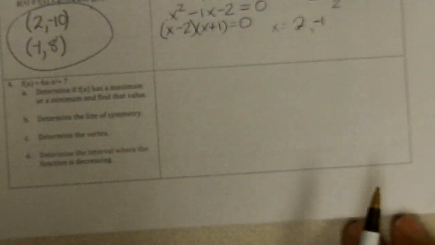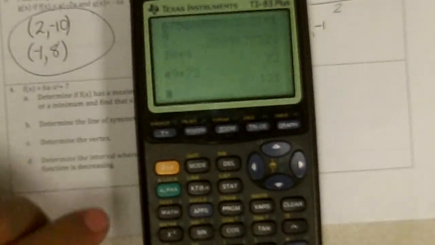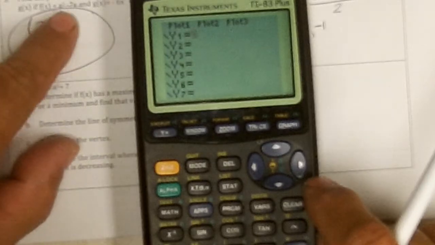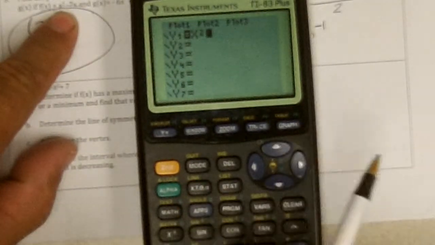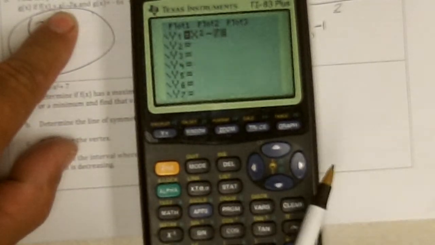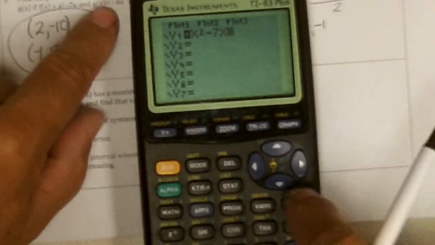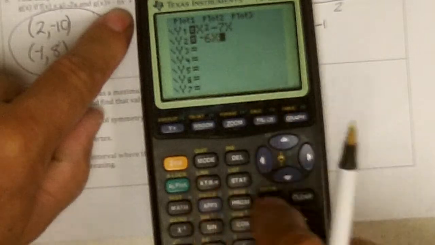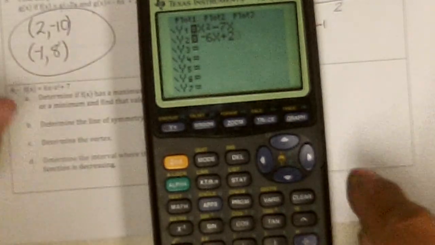And you could graph these two and you can see them too. And there's a way to get you the answer: you can go to the calculator and ask for those. Let me show you that also, just so you can see that there's another way to do this. If I type in x squared subtract 7x for one of them, the second one is -6x plus 2.